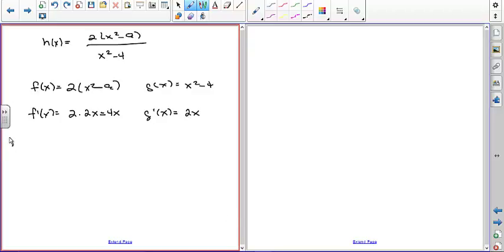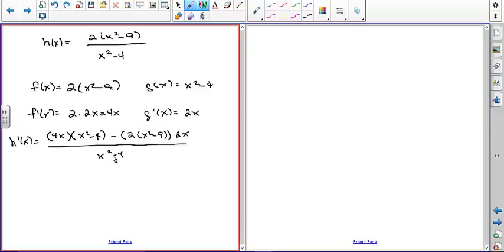So the quotient rule says h prime of x equals f prime of x times g of x, minus f of x times g prime of x, all divided by g of x squared. So we just have to simplify the numerator. So we're going to multiply it all out.